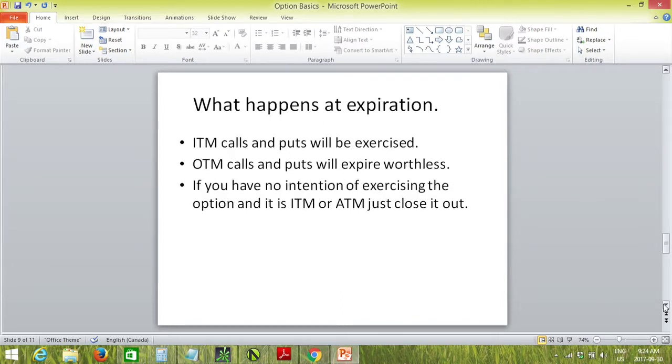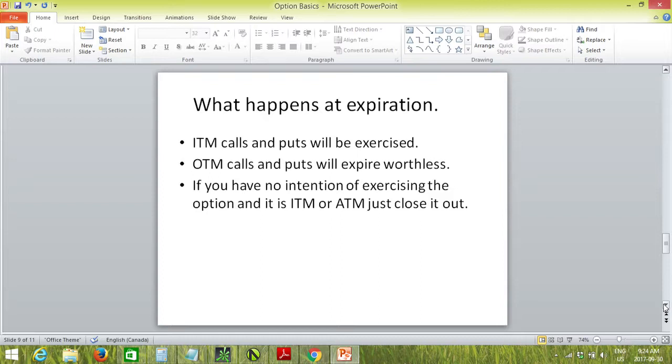So what happens at expiration? In the money calls and puts will be exercised if you still own them. So if you get to the time of expiration and you still own the call, it is going to exercise your call.